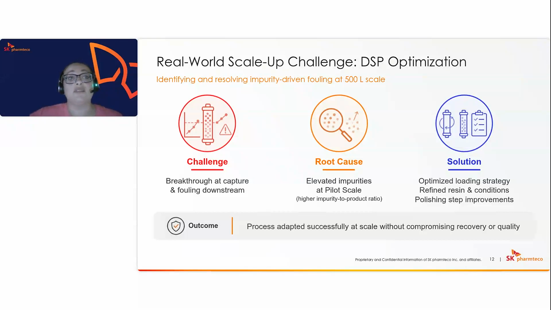So the outcome was a successful adaptation of the process to the manufacturing scale without compromising that product quality or critical quality attributes. So this case study demonstrated the importance of a scalable DSP design and being proactive for process optimization when moving from development to larger scale production.